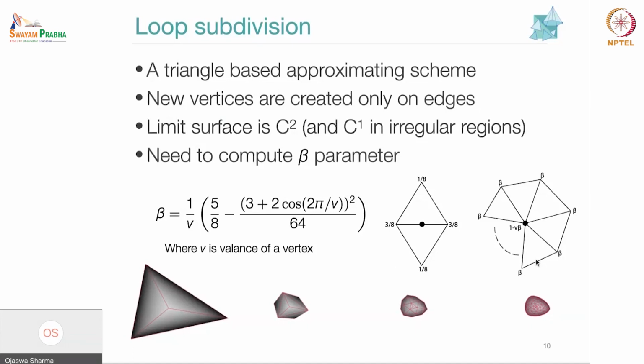So again, new vertices are created only on edges, and the limit surface is C2 for regular regions. For regular vertices, it's C2, and it has been proved that it's C1 for irregular. If there are vertices that don't have valence of 6, then it can result in a C1 region around that vertex. And those are the masks for loop subdivision. And for updating the old vertices, you have to calculate this beta weight, which is given by this expression: 1 over v times (5/8 minus this term that depends on the valence again). So v is the valence of a vertex, right? So this is loop subdivision. And a consequence of loop subdivision is that the shape of the object decreases. Of course, eventually it stabilizes at a point, but initially there is an observed shrinkage.